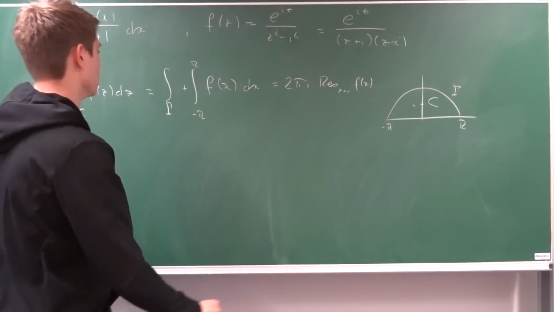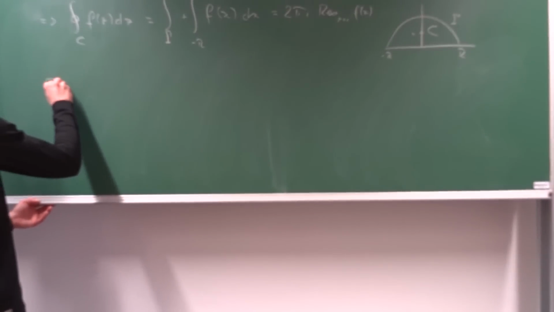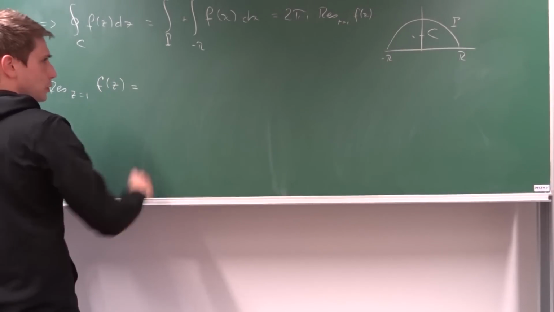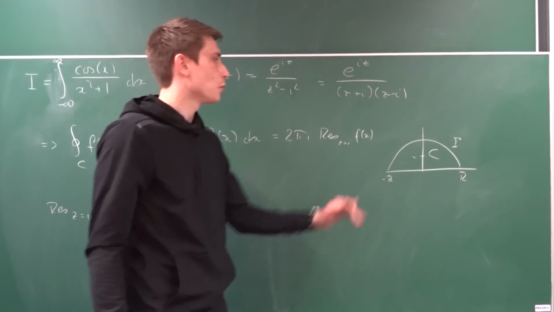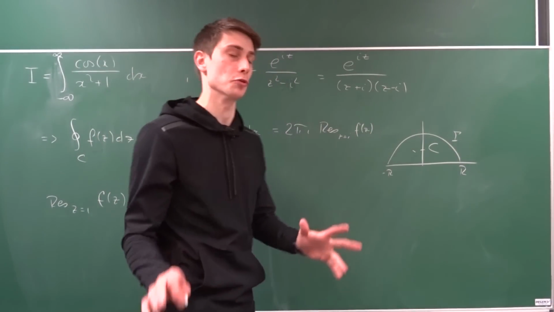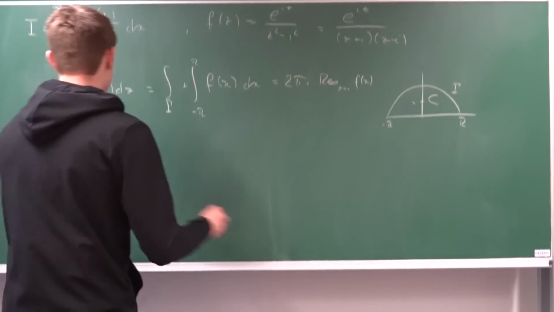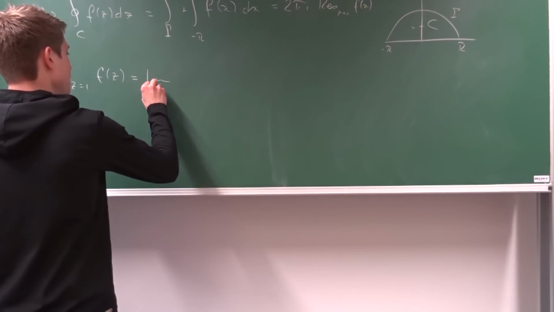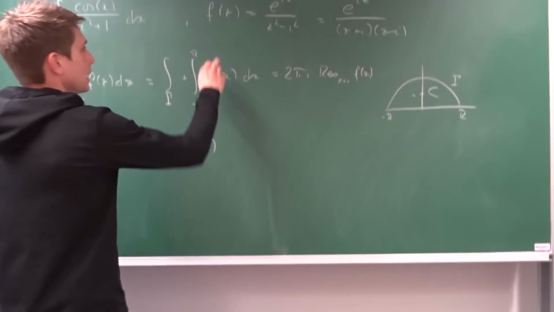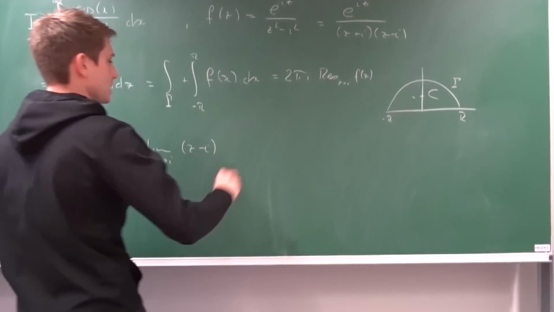Okay, let's take a look at the residue. The residue, z equals i, of f in terms of z equals to. So we have a single pole right here. That means we are getting rid of this derivative stuff in the residue. And all we end up with is the limit as z approaches i of z minus i times f in terms of z. But what is f in terms of z?